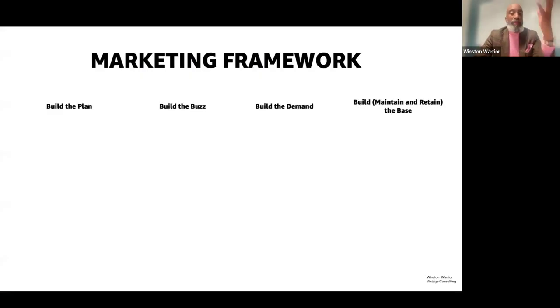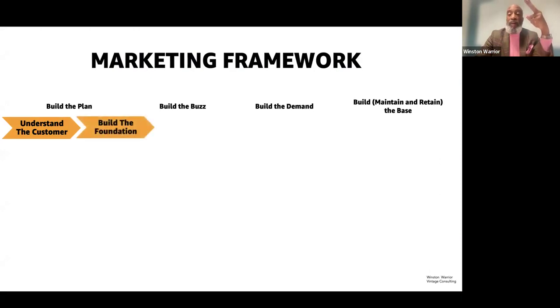So you have build the plan, build the buzz, build the demand. And of course, you want to be able to build the base. So again, understand your customer, build the foundation. That means, again, what we talked about: understand the customer, the attributes, the research, the insights, building that foundation of what this thing is. Then you want to tell the story.